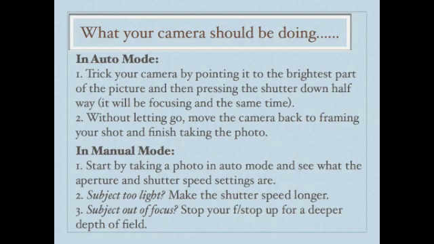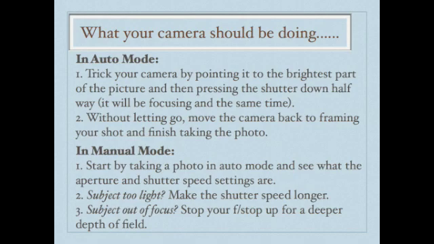Point your camera to the brightest part of the picture that you're going to want to take. Press your shutter down halfway. Now remember, that's also how we pre-focus, but at the same time, it's going to trigger that light metering mechanism. And so it's going to be thinking, oh, this is what I need to do to light this picture, this subject really well.